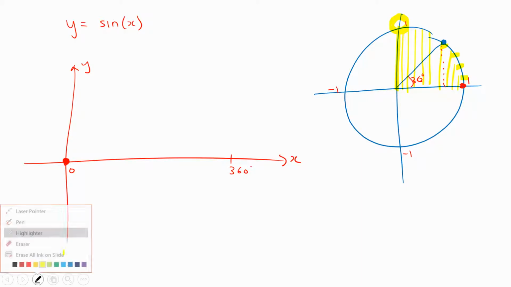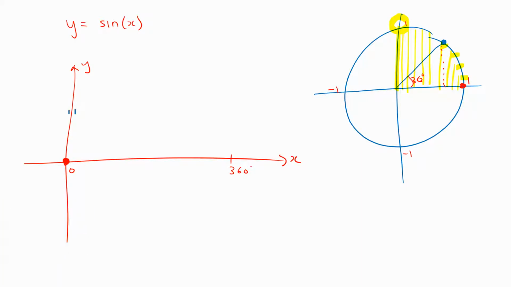So, what does that mean? If I'm saying 1, that means I've got a maximum height of 1, and at 90 degrees I reach my maximum, which is 1. So reach there at 1.